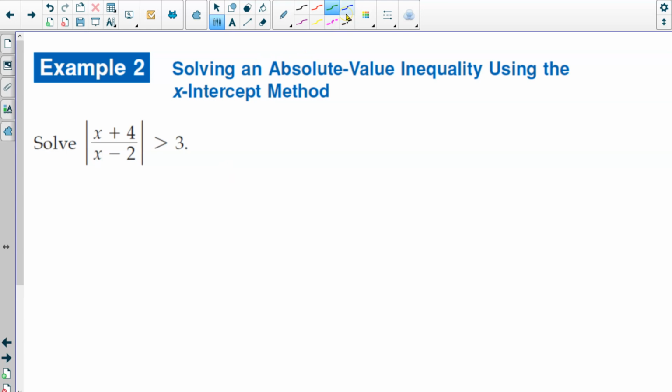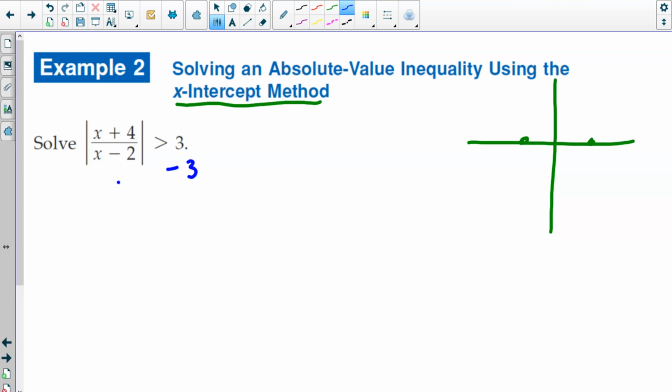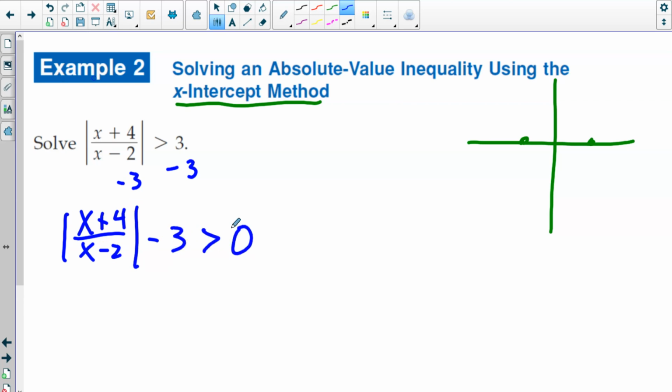Okay, here's another example. Now this one, I could use the intersection method, or I can use the intercept method. And in fact, this question asks you to use the intercept method. That's the method where you figure out where it crosses the x-axis, or the x-intercepts. So to do that, I have to get this equal to 0. So I subtract 3 from both sides. I get absolute value of (x plus 4) over (x minus 2), minus 3, is greater than 0.